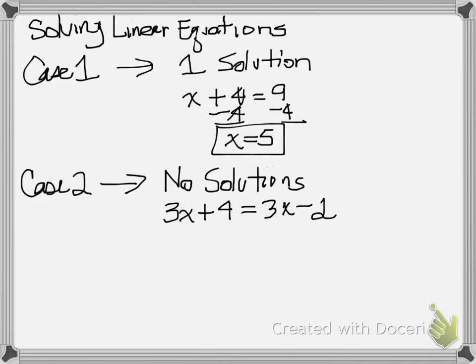So in this case, I would subtract 3x from both sides. Subtract 3x. Subtract 3x. What's 3x minus 3x? Does it matter if there are two different numbers? Well, these are the same numbers. So what's 3x minus 3x?